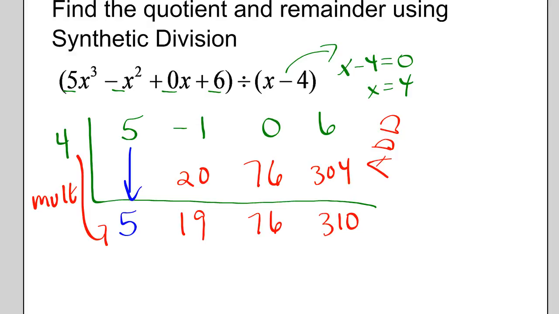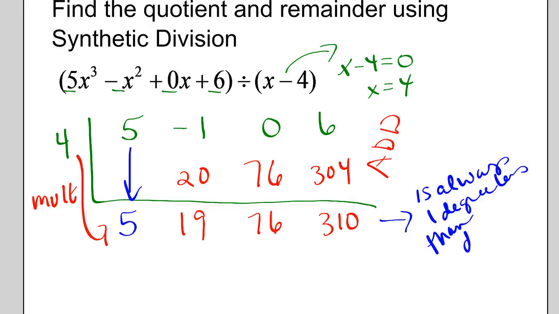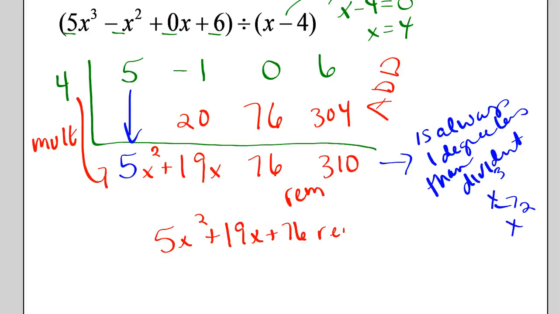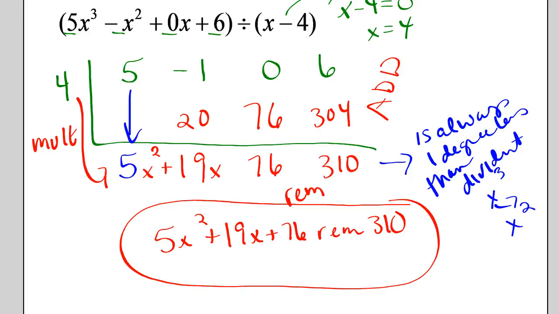Remember that this quotient is always one degree less than my dividend, than what I started with. So if I started with an x cubed, my answer is going to be an x squared. So this becomes 5x squared plus 19x plus 76, remainder 310. That's what we have. So those agree. So we didn't screw up.